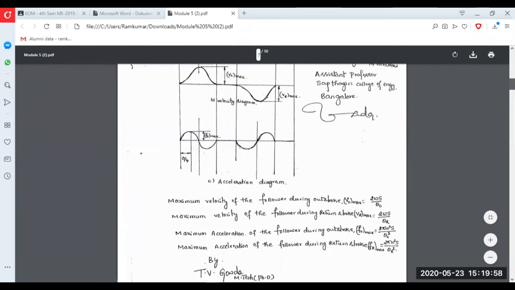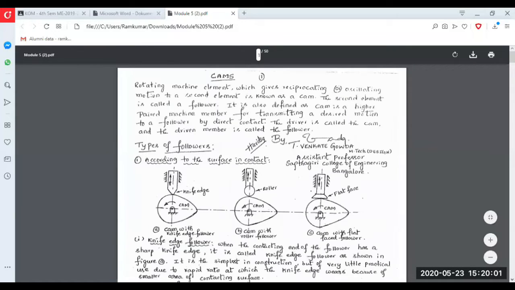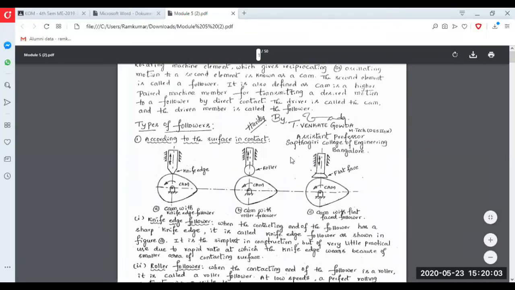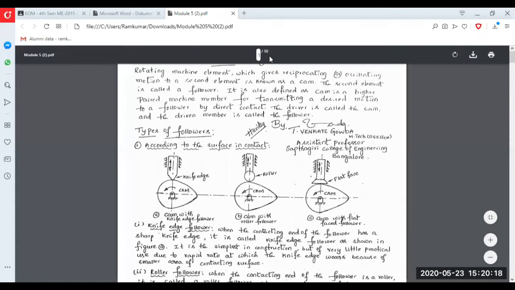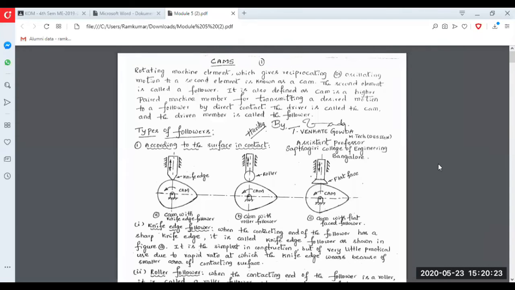Before starting, I will revise once again what is cam and the different types of cam. First we discussed what is cam. Cam is a rotating machine element which gives a reciprocating or oscillating motion to the second element. So cam is a device which imparts reciprocating or oscillating motion to the second element.